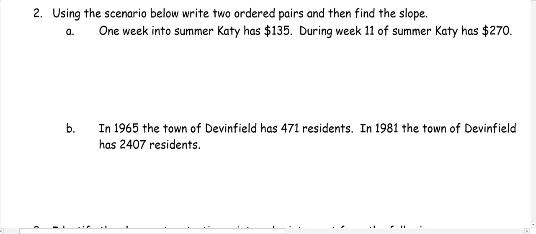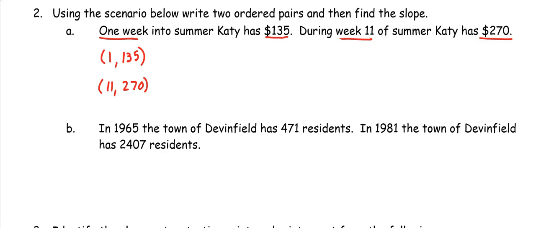Number 2, use a scenario below, write two ordered pairs, and then find the slope. So in this case, we're going to read what it says first. We have 1 week into summer. Katie has $135. During week 11 of summer, Katie has $270. So we have two different points. We have weeks and money for one time, and then another week and money. So in week 1, that's going to be our x-coordinate, because weeks would always be on the x-axis, and money would be on the y-axis. So at week 1, she has $135, and then at week 11, she has $270.